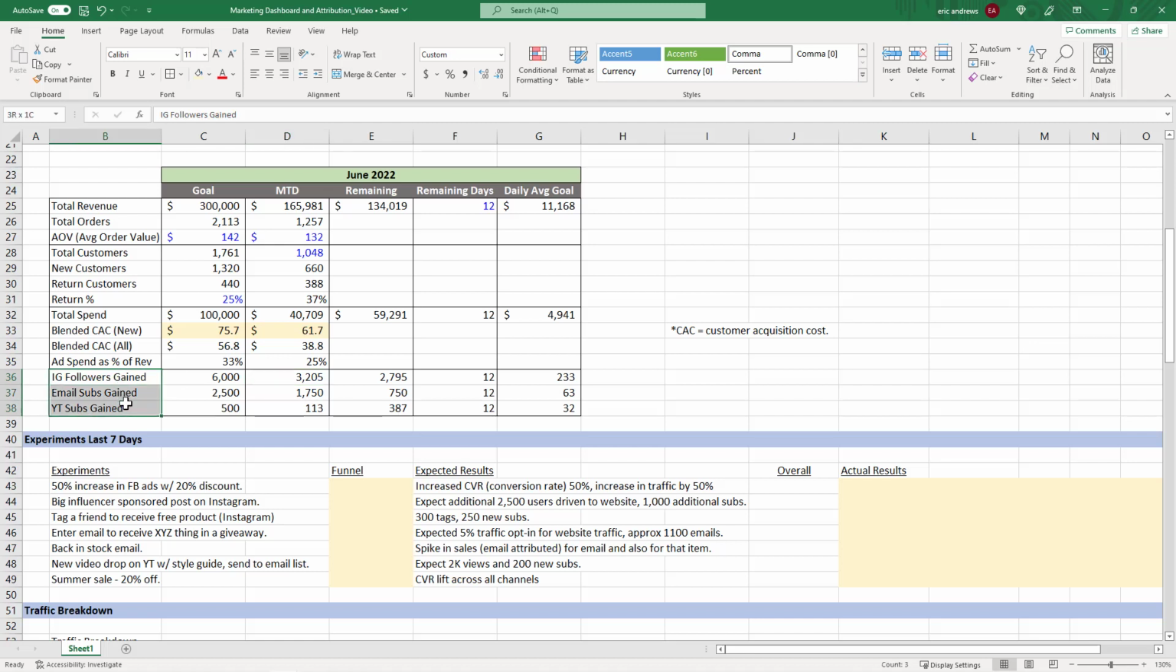So the last section is just about leads that we've generated. So we have Instagram followers gained. Our target was 6,000. We've gotten about 3,000. Only 12 days left in the month, so we're probably missing our target. Email subscribers gained. It looks like in this case, we're actually probably going to beat our target. And then YouTube subscribers gained. Looks like we're missing our target here.